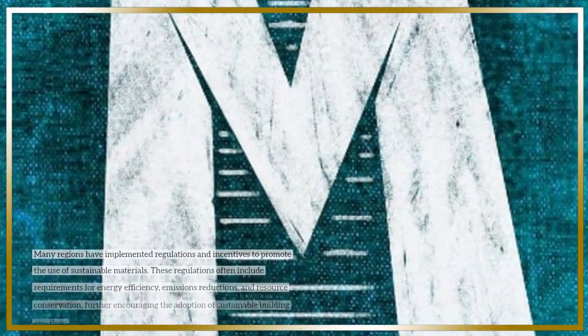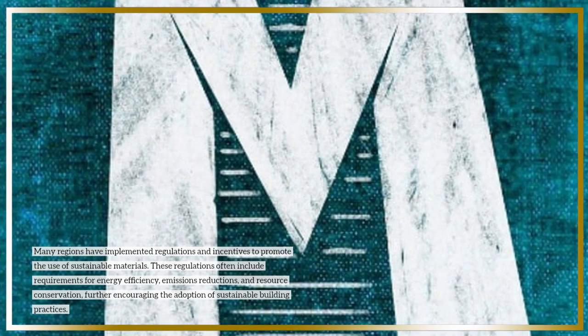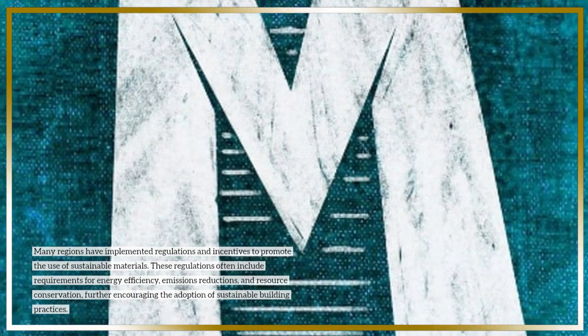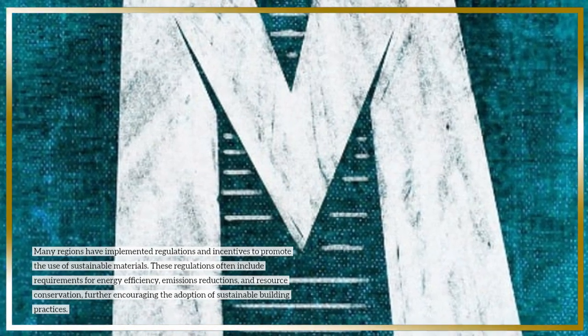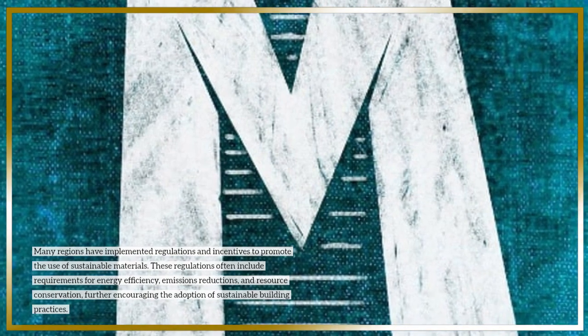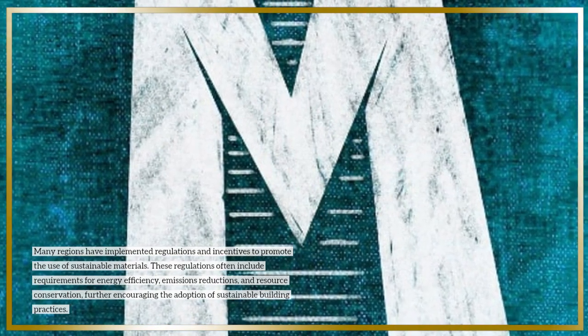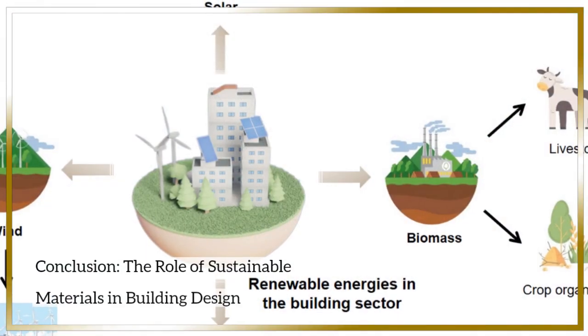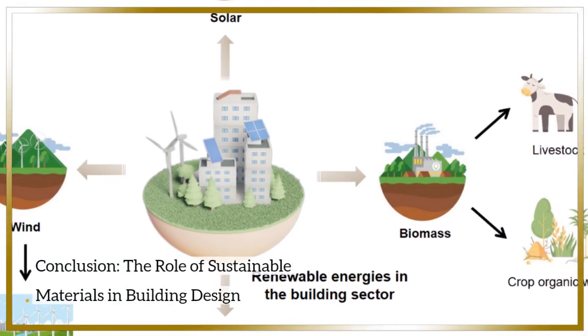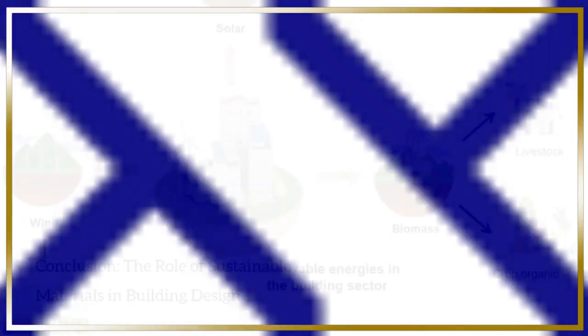Regulatory requirements. Many regions have implemented regulations and incentives to promote the use of sustainable materials. These regulations often include requirements for energy efficiency, emissions reductions, and resource conservation, further encouraging the adoption of sustainable building practices. Conclusion. The role of sustainable materials in building design.